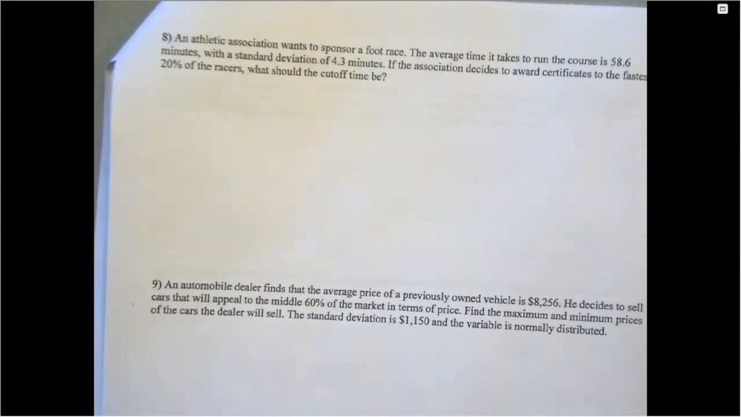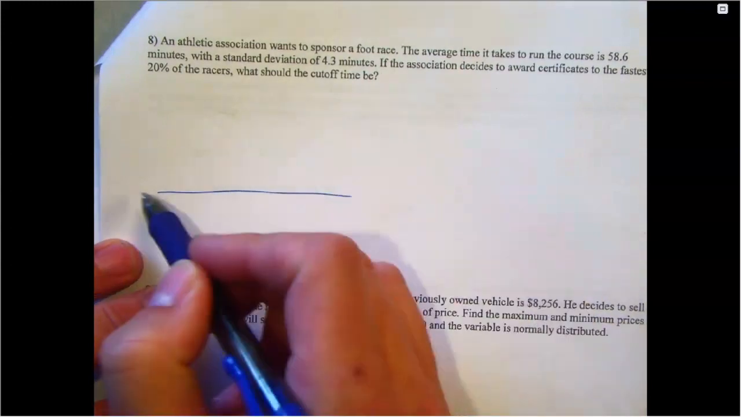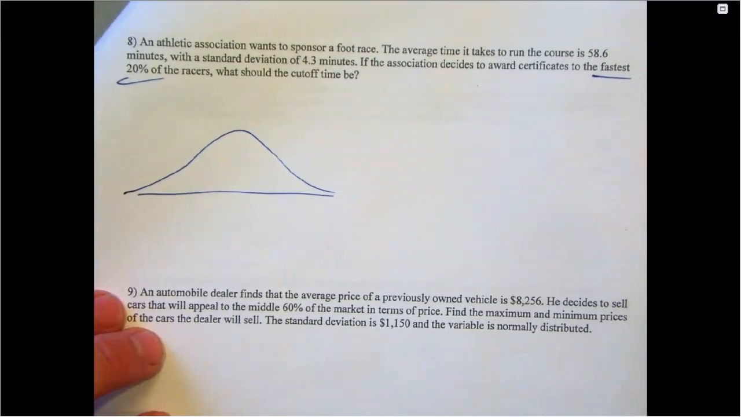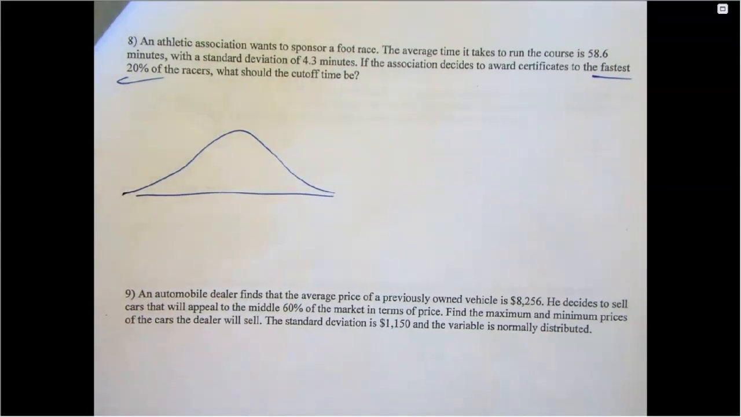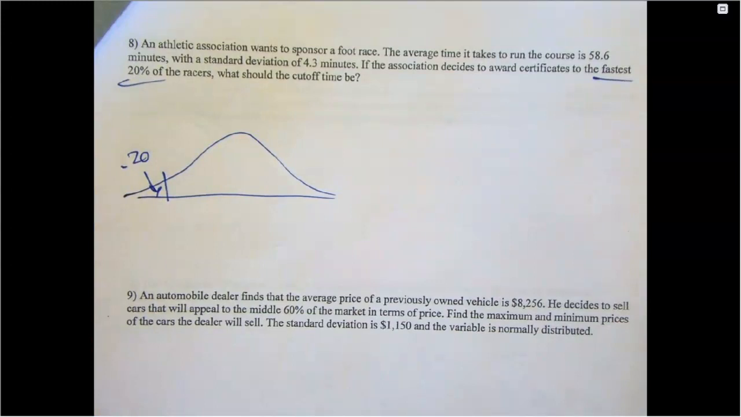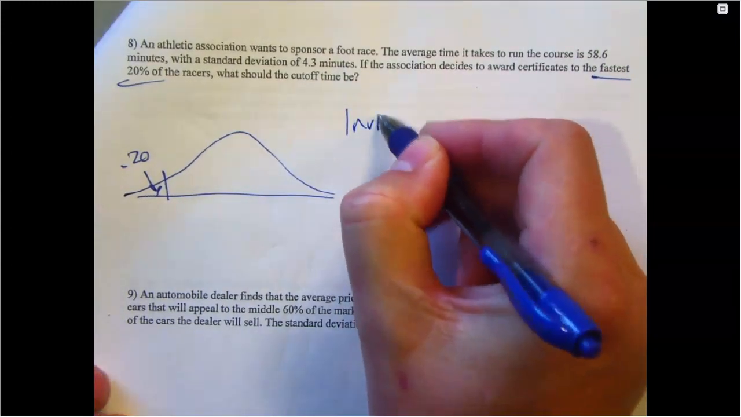This one I could very easily see some people screwing up. The fastest 20% of the racers. But we're graphing time. If you're the fastest 20%, is your time the highest or the lowest? Lowest. If you want to race, you want the lowest time. So fastest means lowest time. We're actually over here, and we want 20% of it down here. If it takes me 6 minutes and it takes you 7 minutes, I won. I'm faster. So I'm going to do inverse norm of 0.2.